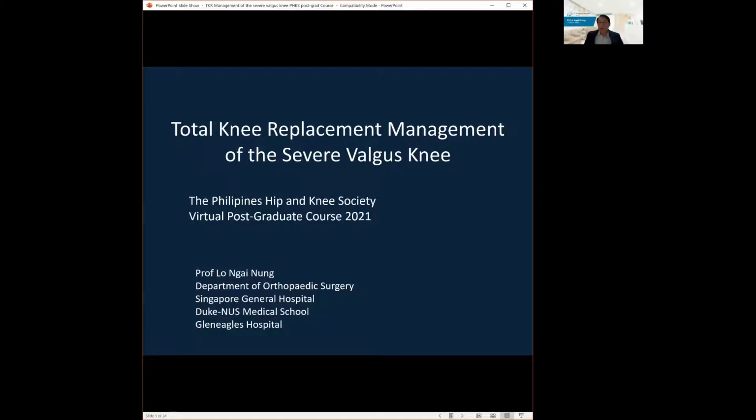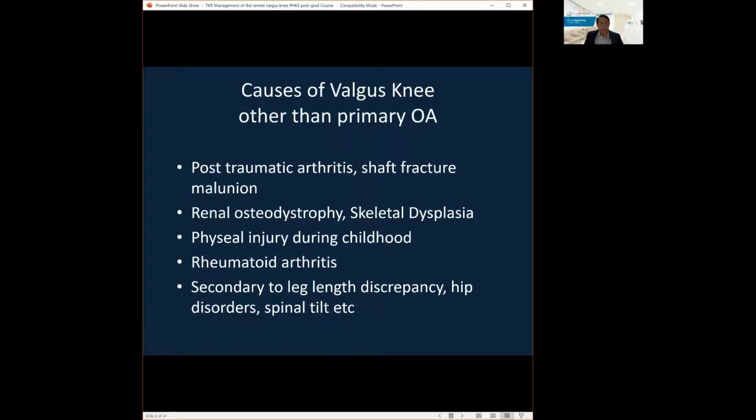I will speak on the management of the severe valgus knee in knee replacement surgery. The usual osteoarthritic knee is in varus alignment because of the increased load over the medial compartment due to the adductor moment arm. So when we are faced with a valgus arthritic knee, it's important that we consider what would be the cause. Now, here are some secondary causes that will lead to lateral compartment overload, leading to osteoarthritis and valgus alignment.